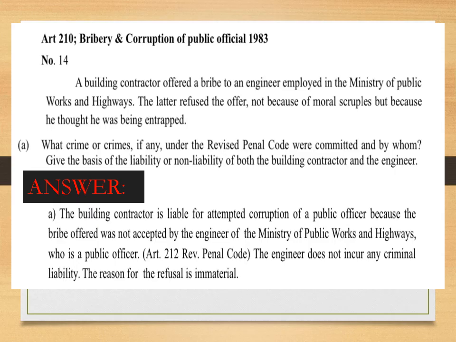Your answer is the building contractor is liable only for attempted corruption of a public officer. The reason for that is because the bribe offered was not accepted by the engineer of the DPWH, who is a public officer. Kaya siya attempted. Alam nyo naman siguro yung difference ng attempted, frustrated, and consummated. So, here, there is such an animal as attempted corruption of a public officer. How about the engineer? Si engineer ba is liable? The engineer does not incur any criminal liability. The reason for the refusal is immaterial. Ang ganda, no?